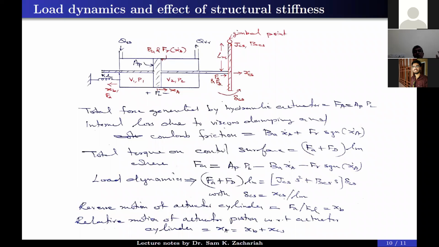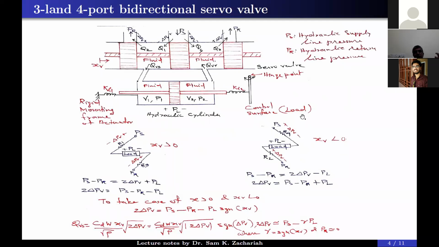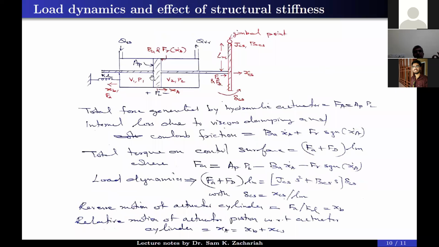Okay. Now we are going to the first part of the hydraulic actuator, called load dynamics and the effect of structural stiffness. That is what I have shown here, the second part of that main diagram I have shown. This part alone we are now concentrating on. The actuator chamber, area of cross section of the piston, P1, P2, PL is plus minus, and XA is the relative movement of this piston head with respect to the cylinder, and the piston rod is connected to the load. Here I am considering an aircraft control surface like an elevon or rudder. It is this hinge point or gimbal point, and the moment of inertia of the control surface with respect to the gimbal point is JCS. CS stands for control surface.